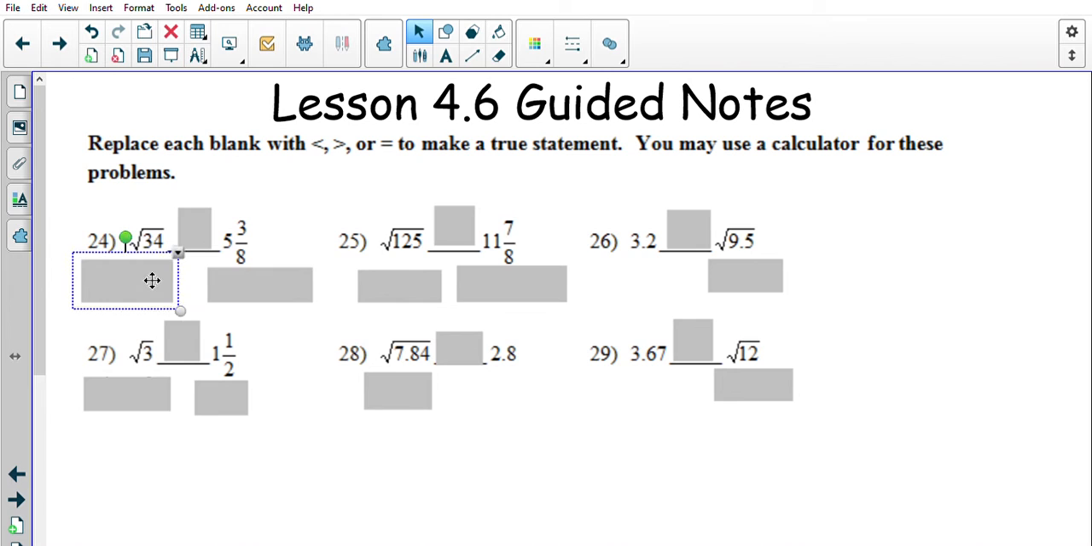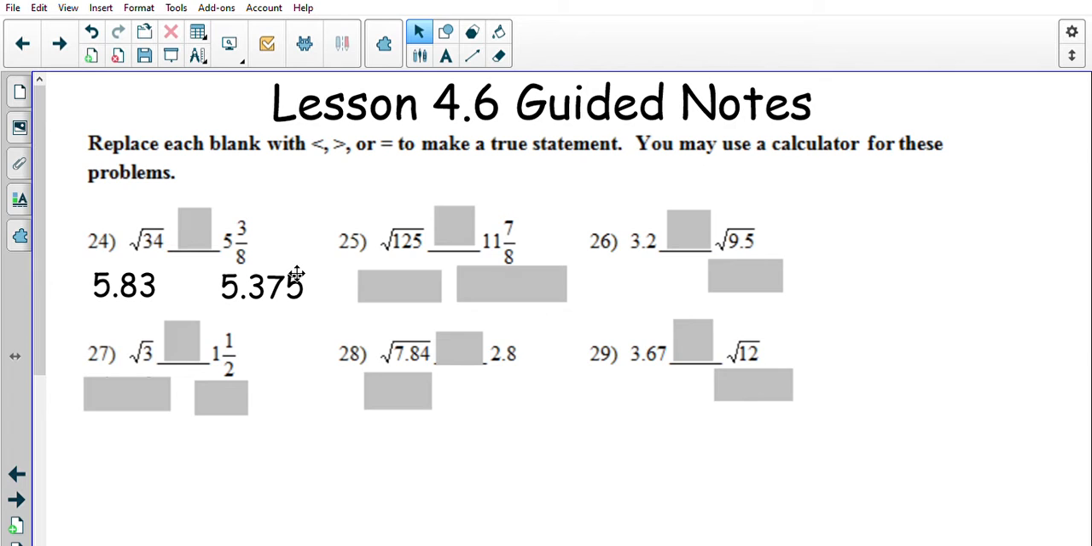So the square root of 34, which I plugged into my calculator, got me about 5.83. And I did include 2 decimal places after the decimal point, just to make sure that I had enough to be able to compare the two. 5 3/8, what I would do is do 3 divided by 8, which gets you 0.375. So 5 3/8 is 5.375. So it's pretty easy to compare these two. 5.8 is definitely greater than 5.3, so this would be greater than.